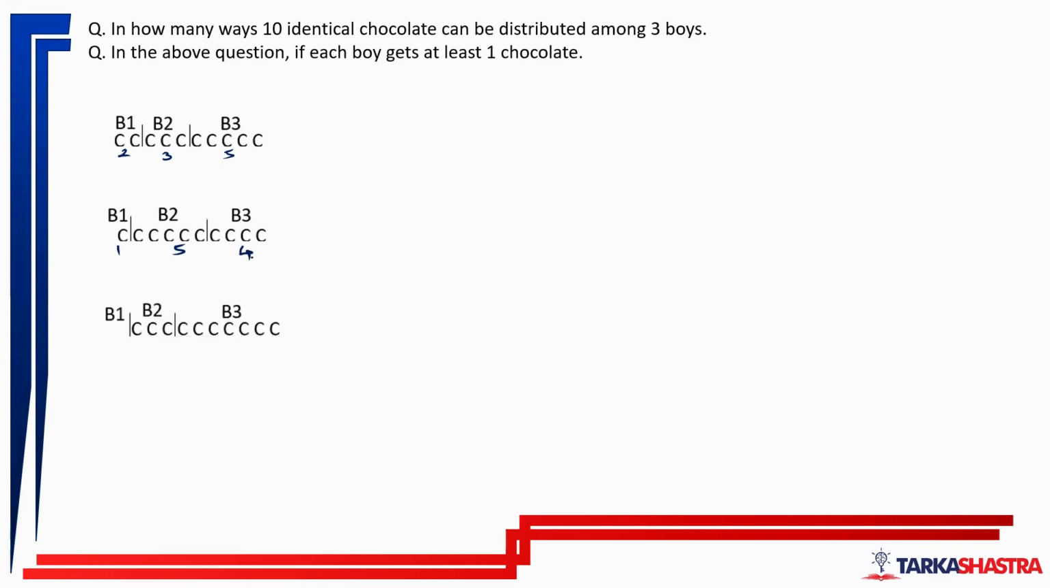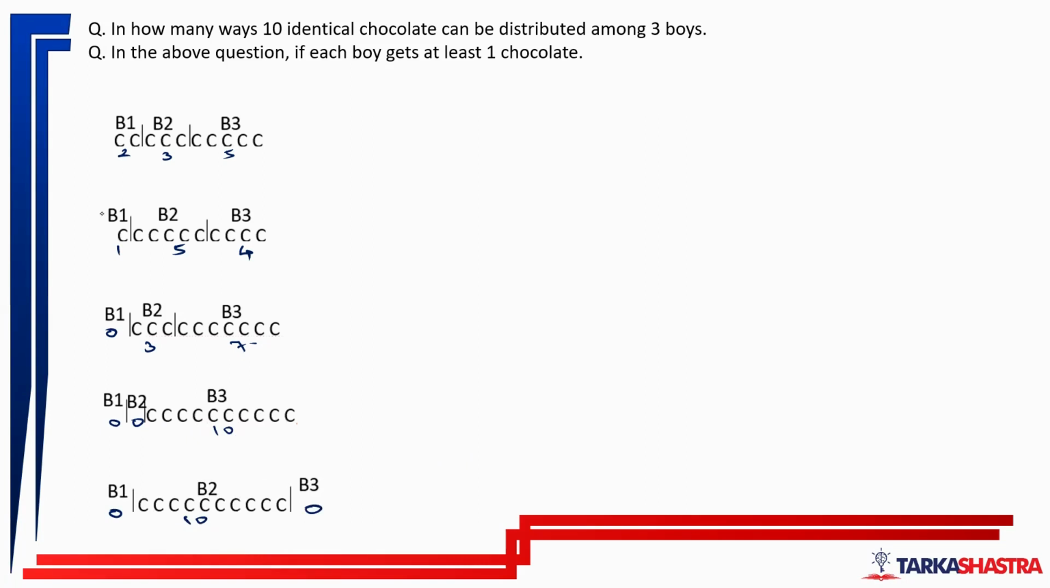Then a situation might come where I hate boy 1 and I give 0 chocolates to boy 1. Then I give 3 to boy 2 and 7 to boy 3. This can also be done. Or I don't give any chocolate to boy 1 and boy 2, and I give 10 chocolates to boy 3. This can also be done. Or something like this: boy 1 gets 0, boy 2 gets 10, boy 3 gets 0 chocolates.